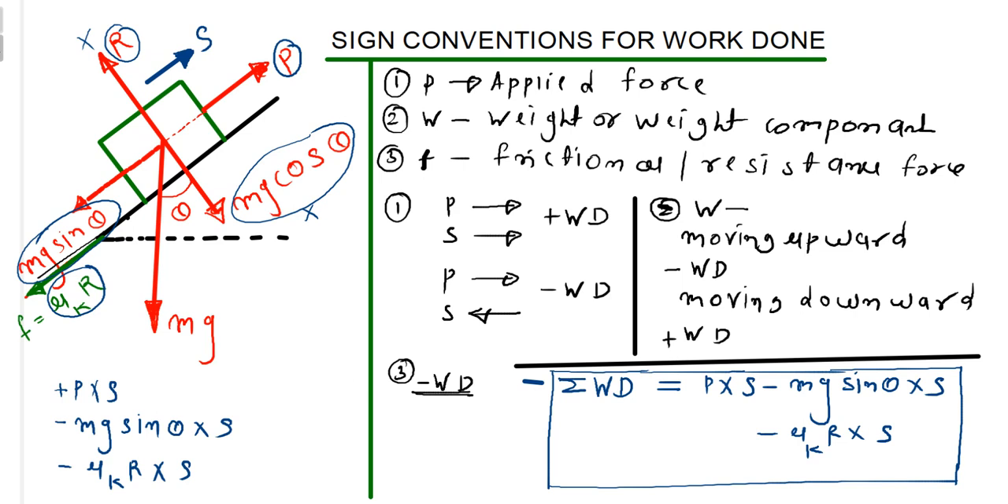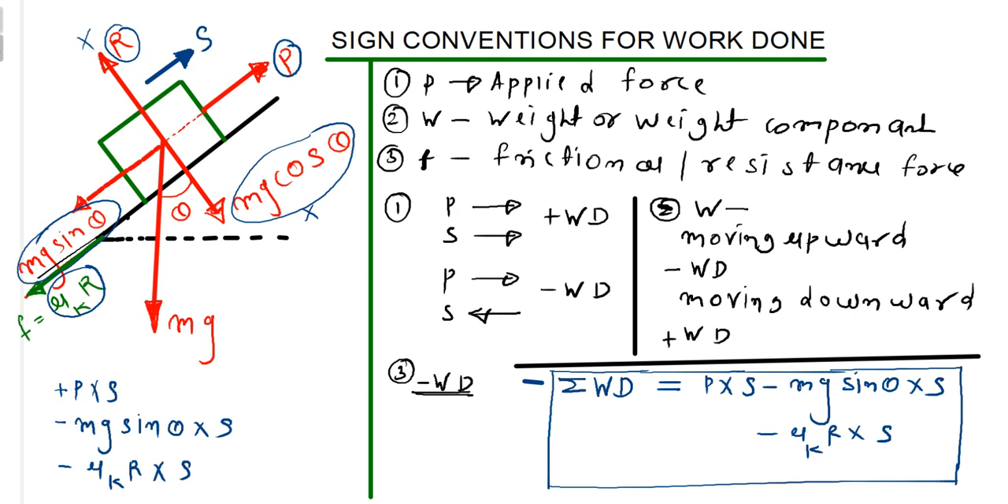Similarly, if a body is moving in circular motion, what is the direction of force? Centripetal force, toward the center. And the direction of displacement? Tangential to the circle. What is the angle between them? 90 degrees. So the work done by a centripetal force is 0. Think on this: work done by centripetal force is 0.